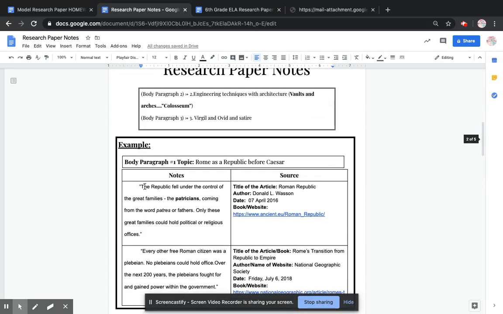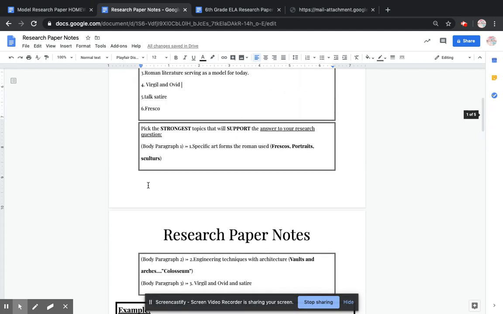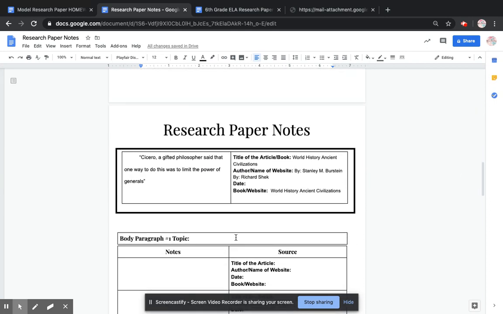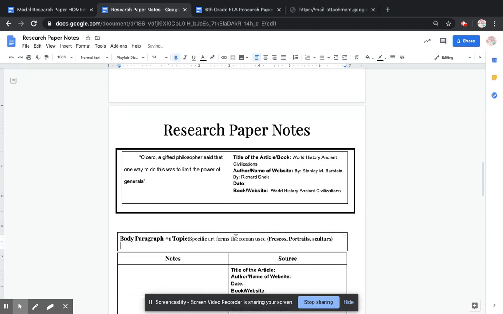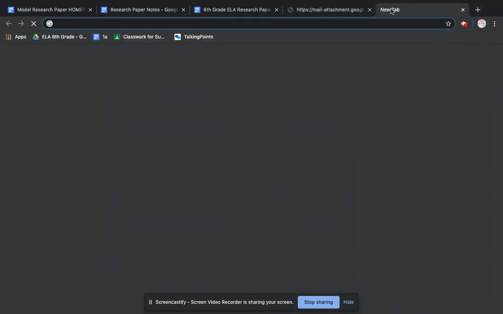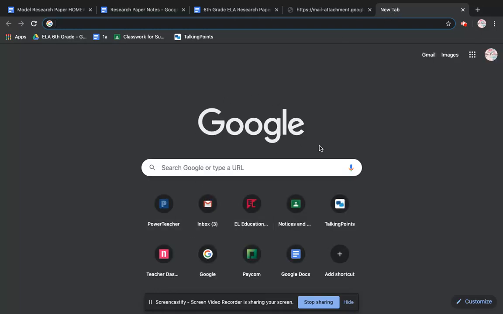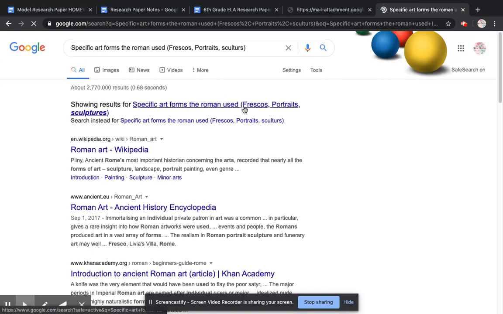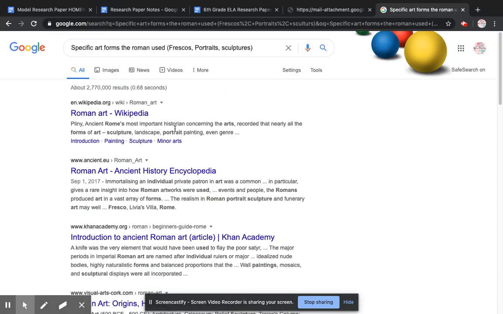So let's go ahead and dive right in. My first topic is specific art forms the Romans used. I'm going to copy that for my body paragraph 1, and that is my topic, so I can paste it right there. Specific art forms. Now I'm going to take that and open up a new tab, go to Google, and type that in. That's my topic. Let's see if I can find this.